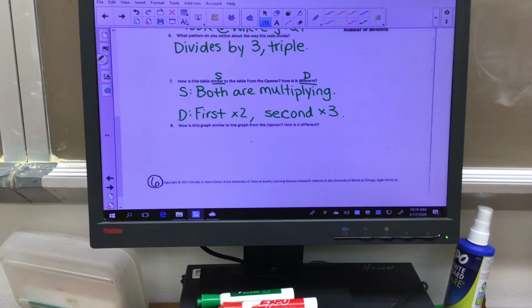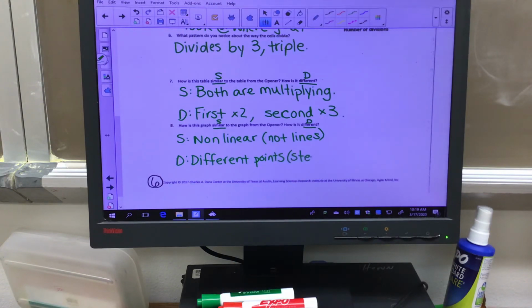How are the graphs similar? How are they different? Well, both of them are similar because they're both nonlinear, meaning not lines. But they're different because they have different plots or different points. Which we call the steepness.